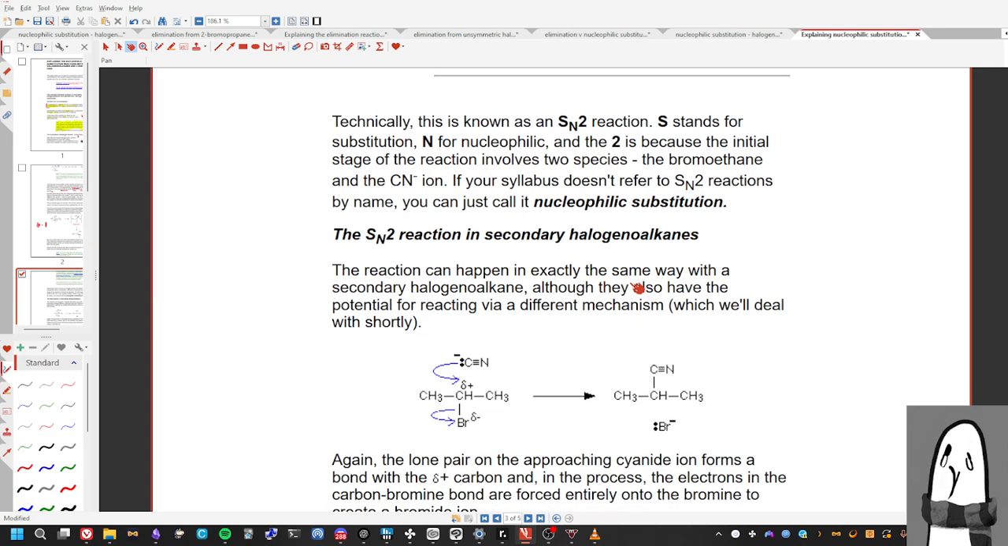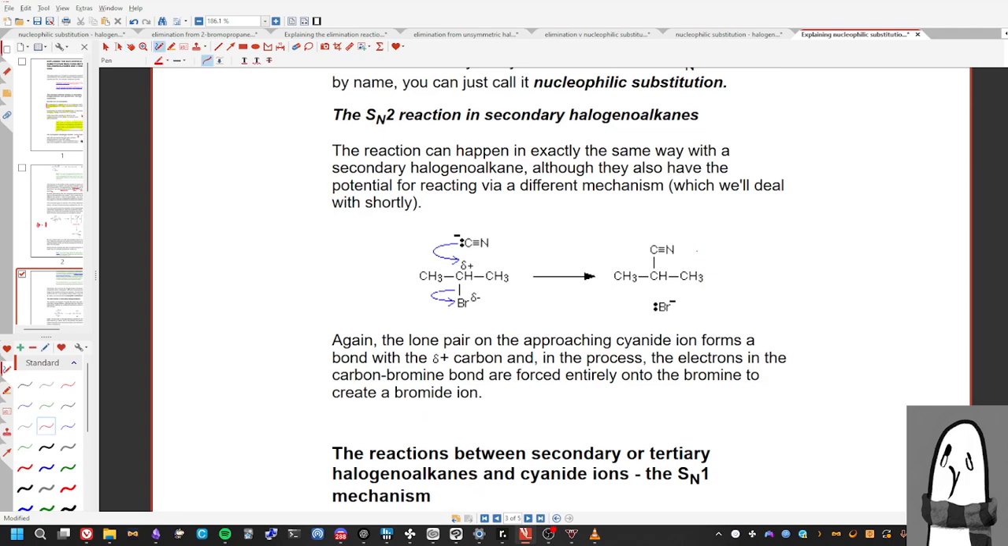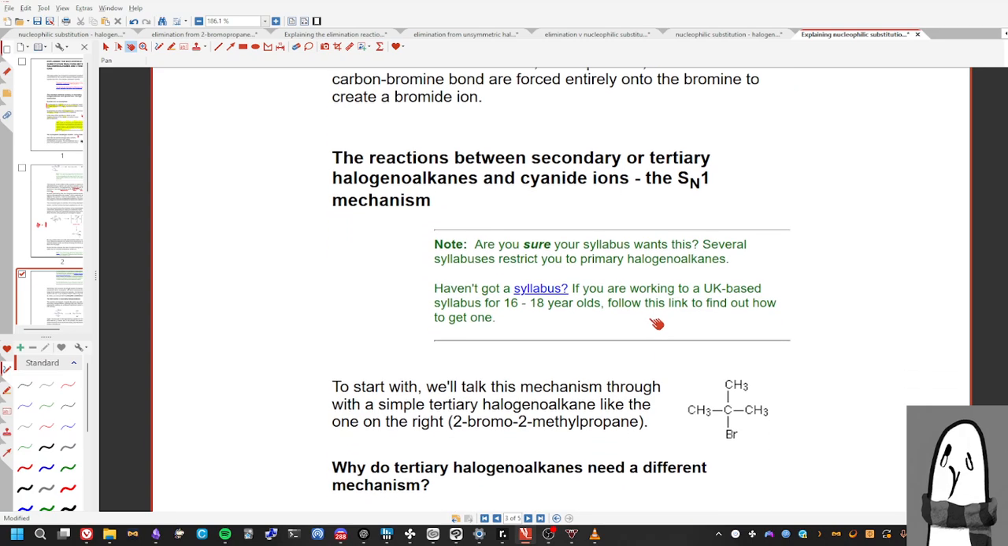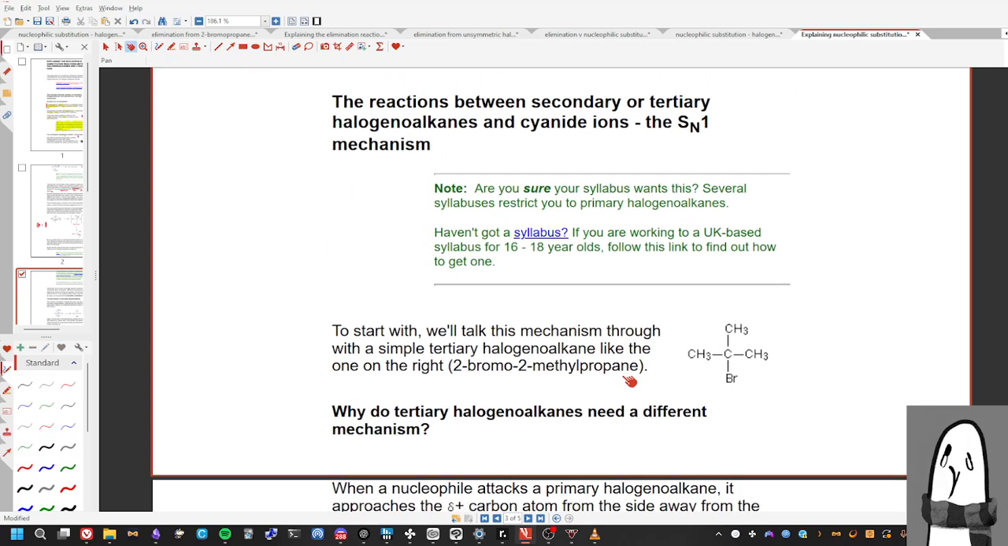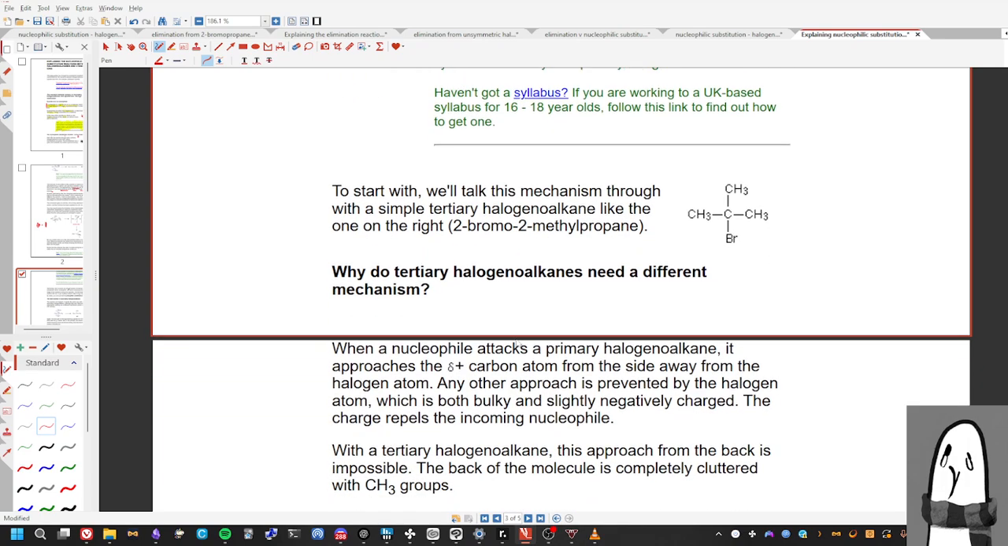Nucleophilic substitution. Yep. SN2 in secondary halogenoalkanes. So it's the same exact thing. Reactions between secondary and tertiary: the SN1 mechanism. Are you sure? How do I have syllabus? Some syllabuses restrict you to primary halogenoalkanes. I doubt that. My one does.